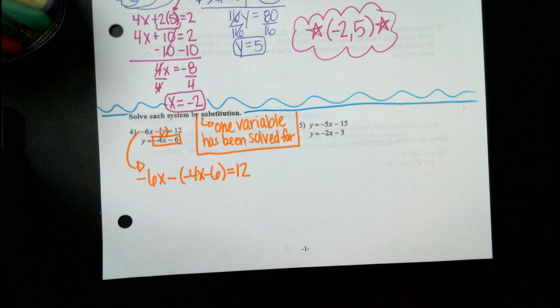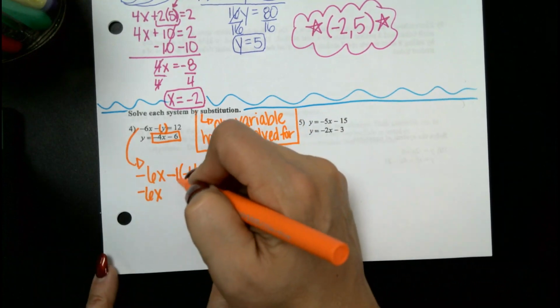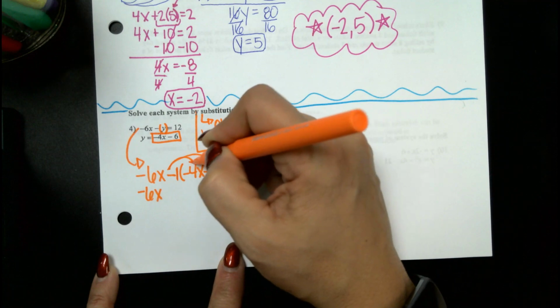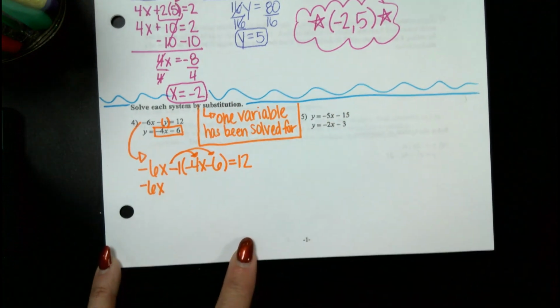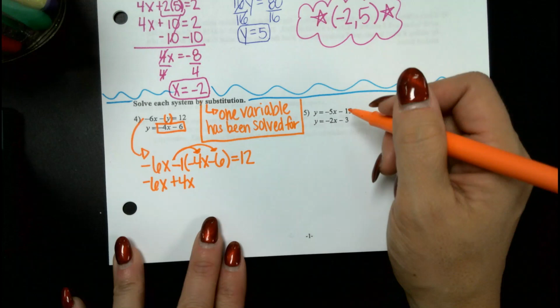When there's an x and a y, you can't solve. Okay, so be careful, because what does this minus sign really mean? It's technically like having a negative 1 there that we'll have to distribute to the parentheses. So negative 1 times negative 4x is positive 4x, and times negative 6 is positive 6.